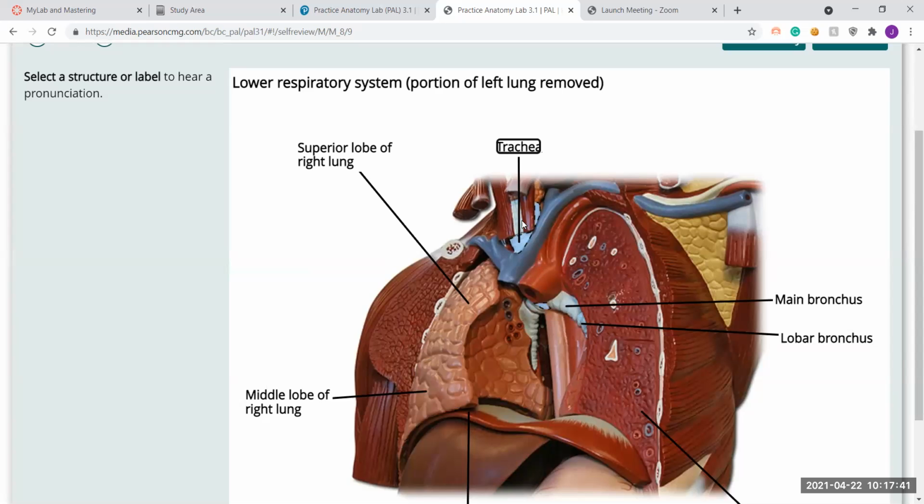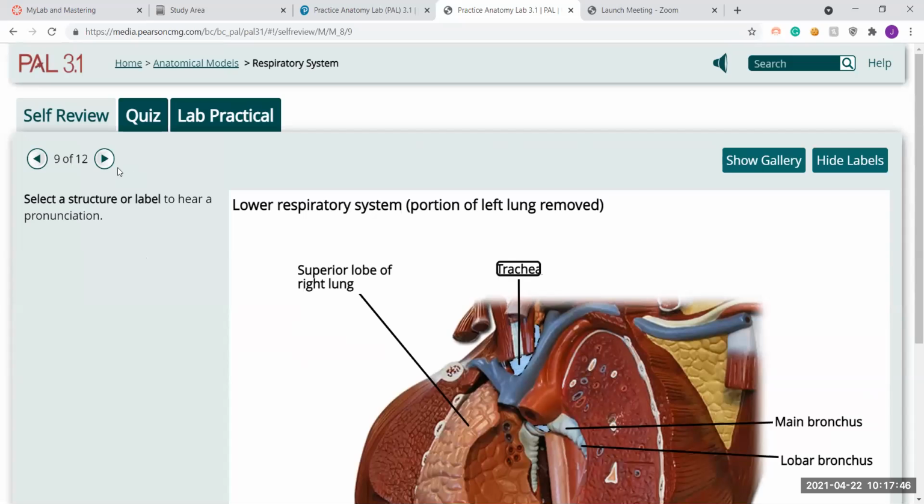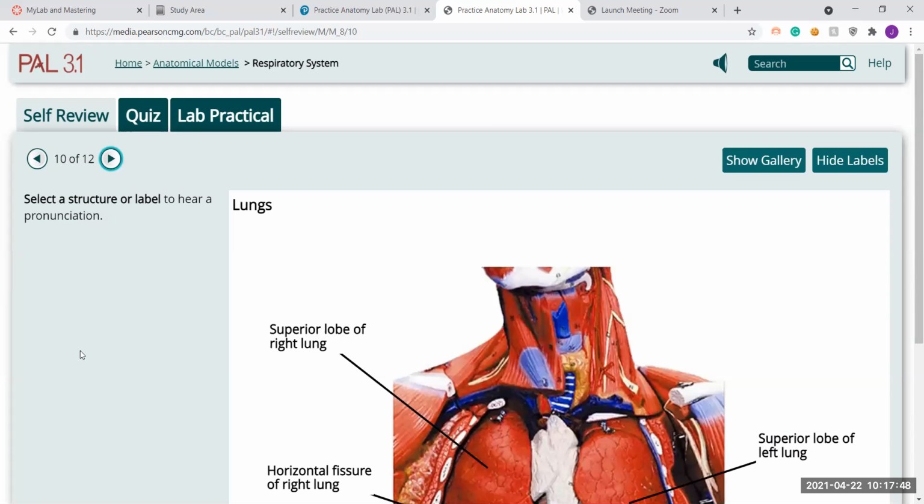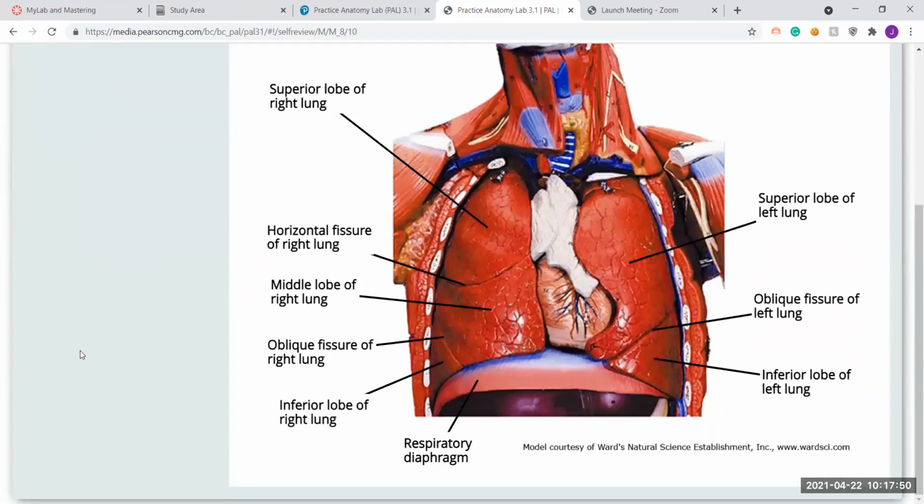Again, you see the relationship of trachea and the great vessels in the neck. The complete view of lungs here: superior lobe, horizontal fissure, all fissures and lobes lying on the diaphragm, right lung and its lobes. This is the thymus behind your sternum.